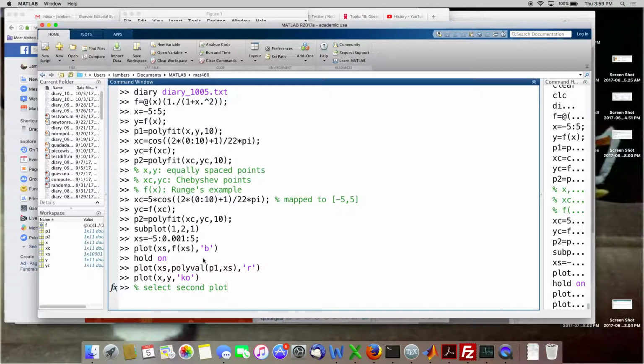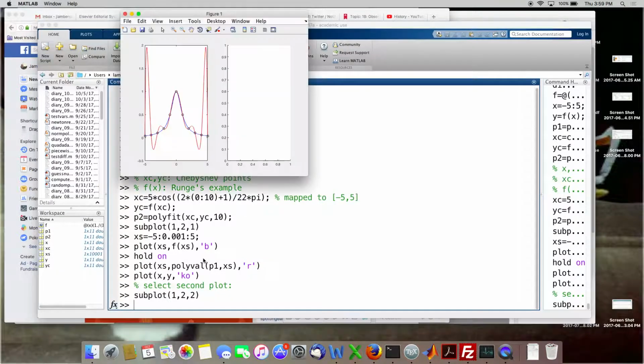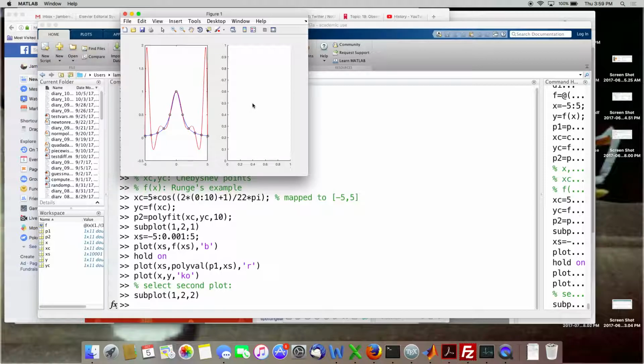So for that, what I do is select the second plot, and that's subplot one row, two columns, and then select number 2 as the current plot. And what you'll see is now the second set of axes becomes active, and there's nothing there yet. Now you have to be very careful with this. Always select the same number of rows and columns as you move from one plot to the next. Otherwise, you'll destroy what was already there.